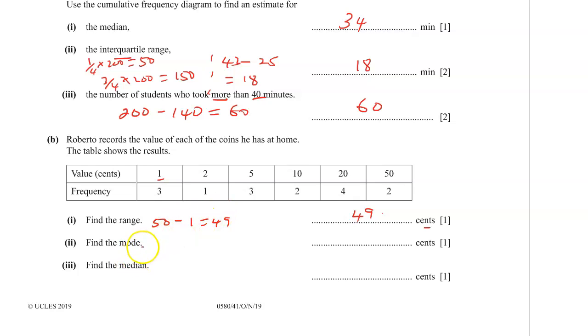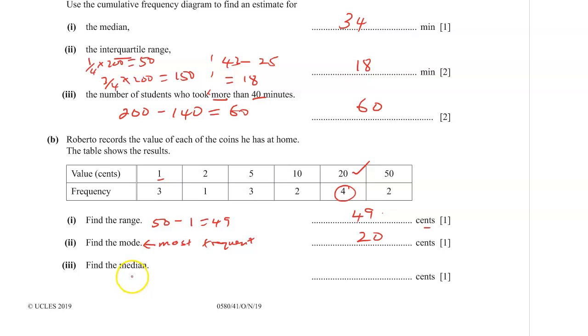Find the mode. The mode is the one which appears most frequent. Most frequent is 4 here, so 20.